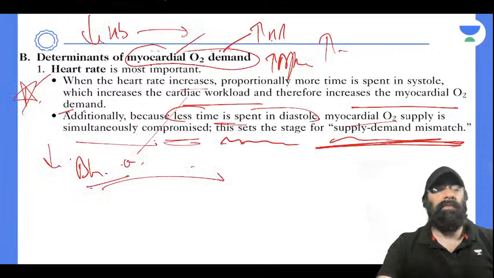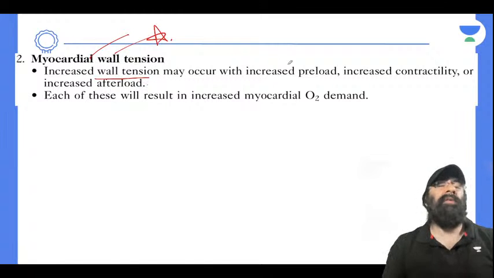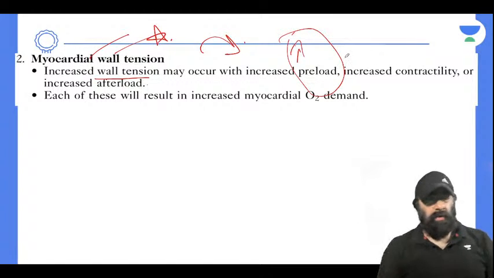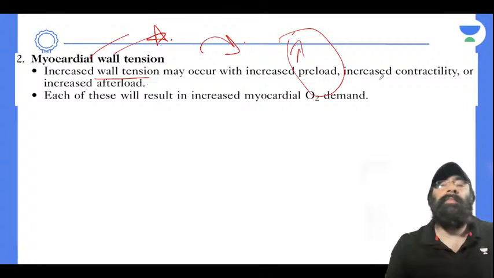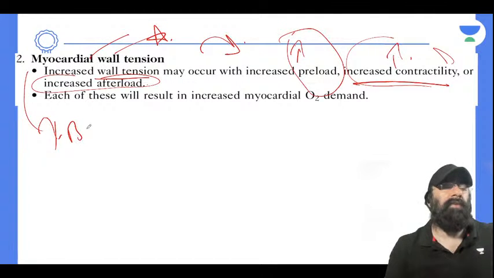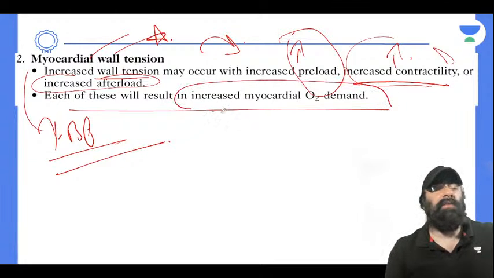Then the second thing which affects the oxygen demand is the myocardial wall tension. There is an increase in wall tension if there is increased preload, which I just said a little while back, because more blood is coming in, volume overload, kidney dysfunction, these kinds of things. Or there can be increased contractility or increased afterload. All these things will increase wall tension. Afterload means blood pressure. This all will result in increased myocardial oxygen demand.